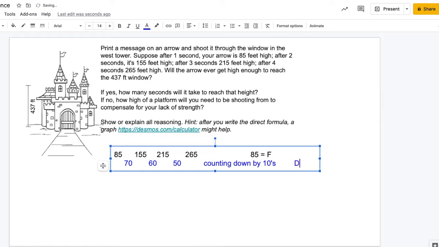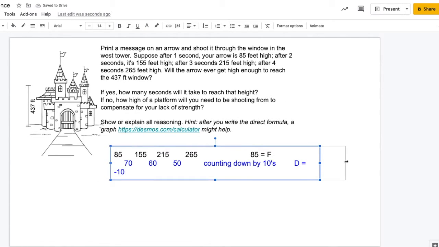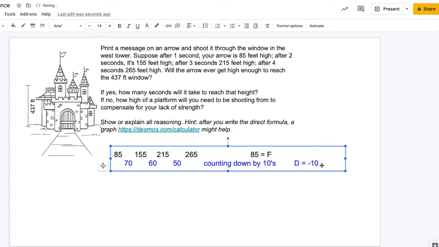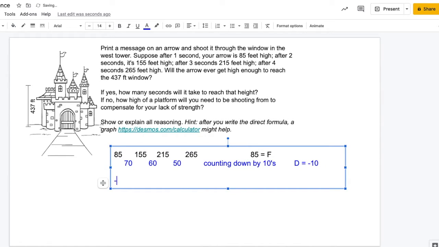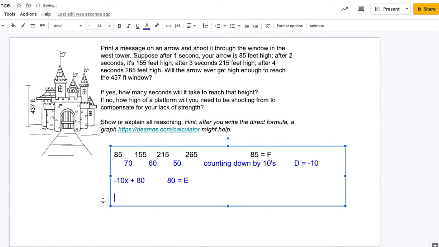That means our constant difference is minus 10. That'll be letter D. And if I write a formula for this sequence, it's going to be negative 10x plus the term that comes before 70, which is 80. So 80 is our letter E. Then, very simply, ax squared plus bx plus c.